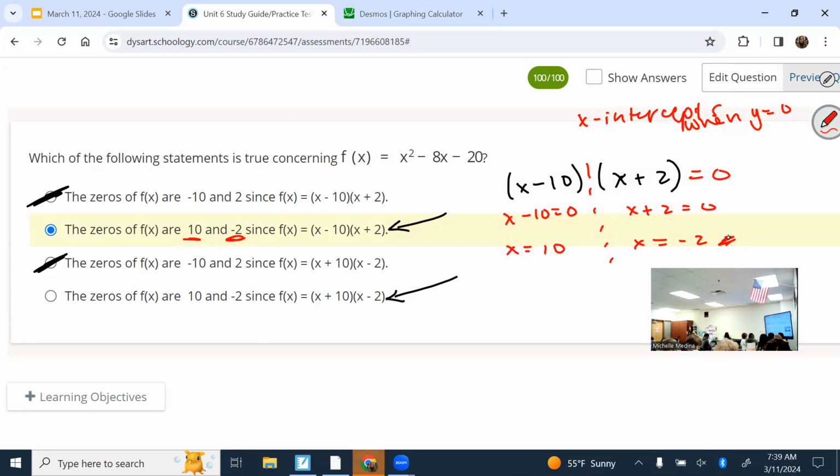Questions on this one? All right, questions on any of this? Number 5 on this one.